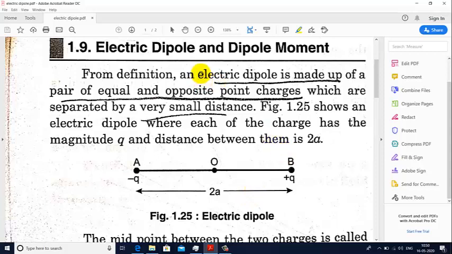The definition that you can write is: electric dipole is made up of a pair of equal and opposite point charges which are separated by a very small distance. Here the distance is taken equal to 2a because we take the center of this dipole as O. We join the points A and B through a line, and we take a point at the mid of the line, which is O. The charge at A, which is minus q, is at a distance a from this point. Similarly, the charge at B, which is plus q, is at a distance plus a from this point O. So the total distance between both the charges is taken as 2a.